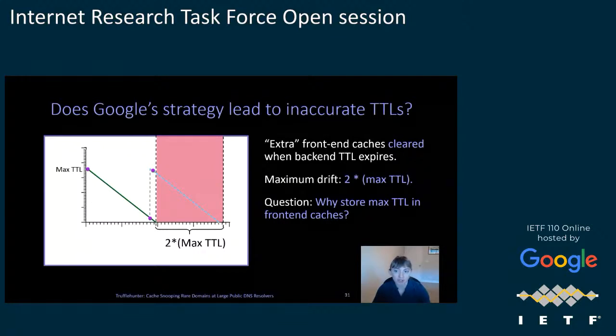We couldn't think of a use case where it would be super problematic, but we do have a question of why would this be a useful strategy? Why store the maximum TTL in the front-end caches rather than just copying the TTL from the back-end caches? Now, it's great that Google did this from our point of view because it really enabled our measurement study, but we couldn't come up with a reason why it would be more efficient or more performant to do that. So if anyone is here from Google or if anybody wants to weigh in, I would love to get somebody's thoughts on that when I'm done with this talk.